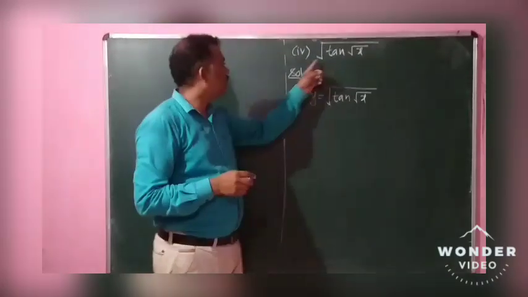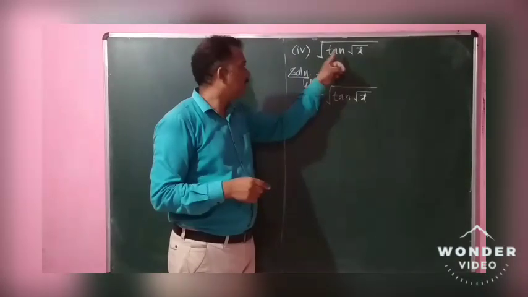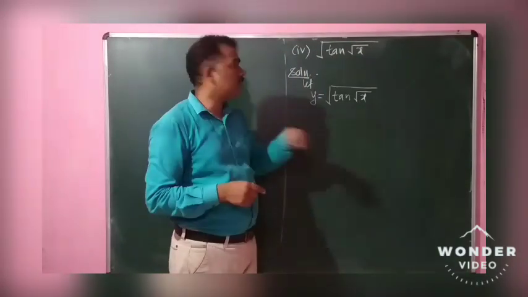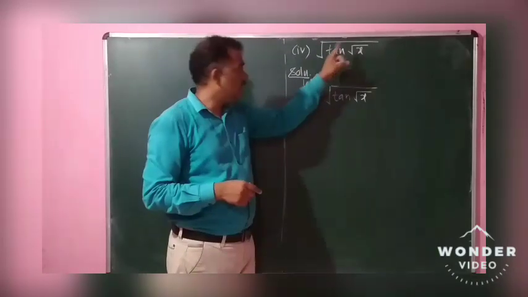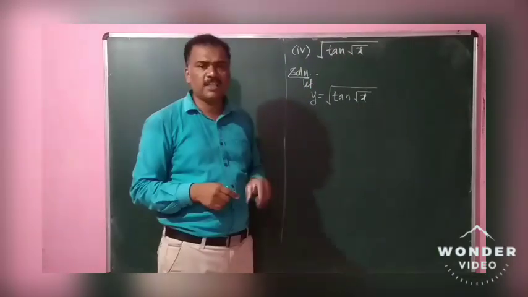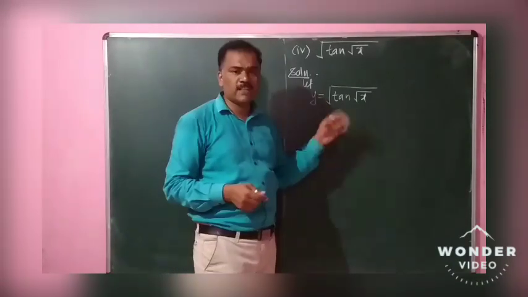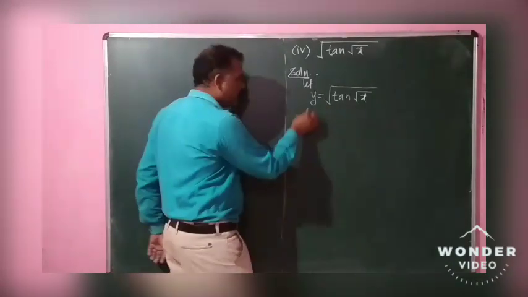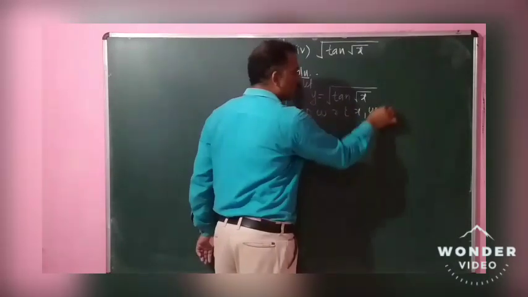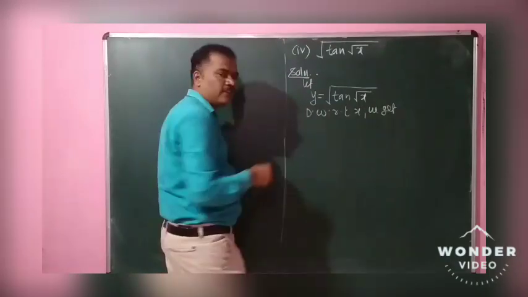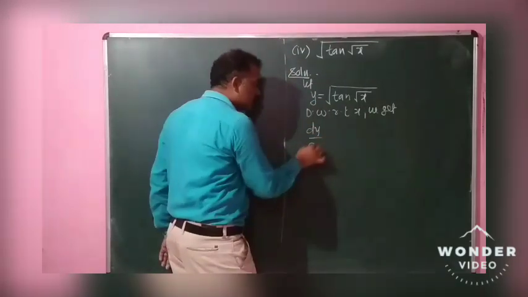Example number 4, root of tan of root x. How to read that? Root of tan of root x. First we have to take the derivative of this root. Next we have to take the derivative of tan. Next, we have to take the derivative of root x. Here, the finger must be important. Let y is equal to root of tan of root x. We have to differentiate with respect to x. The derivative of y with respect to x is nothing but dy by dx.